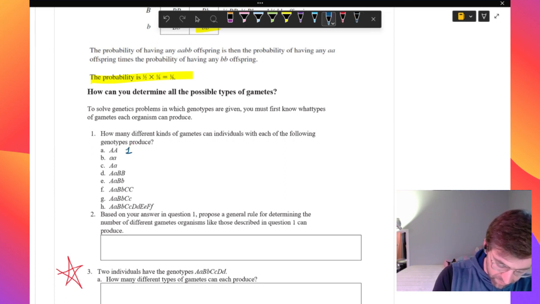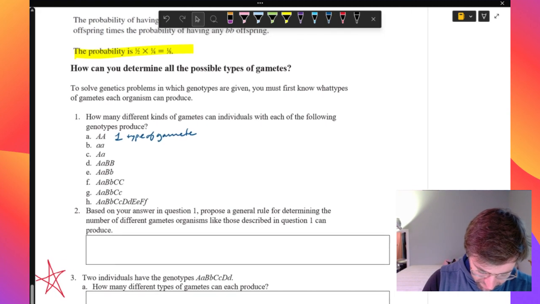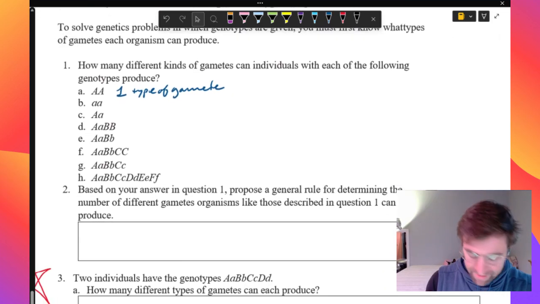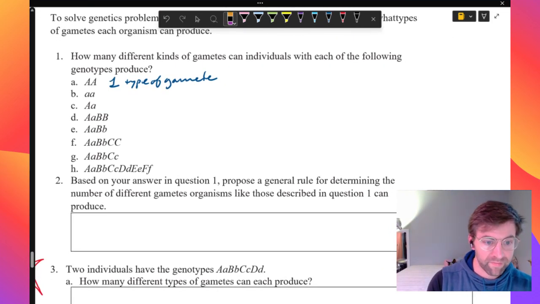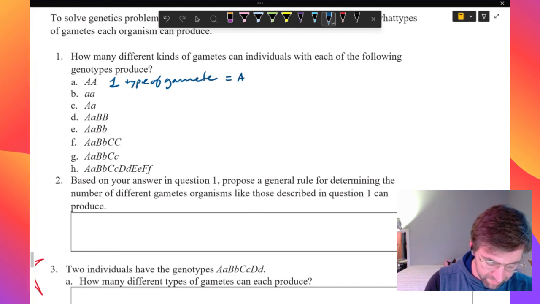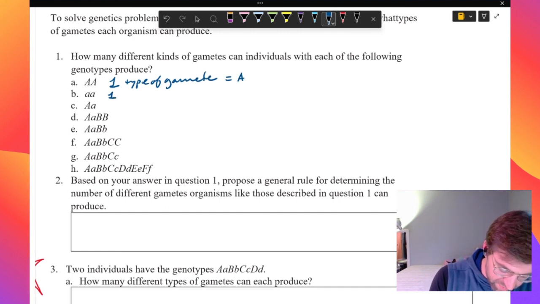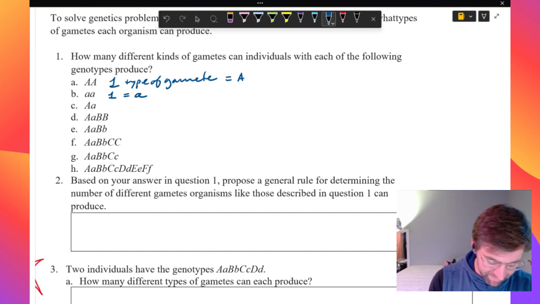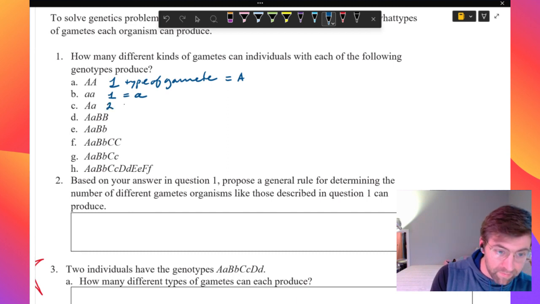One type of gamete. And that is big A. Same for the homozygous recessive. For a heterozygote, big A, little a, we've got 2. And we can have big A or little a in equal proportion.